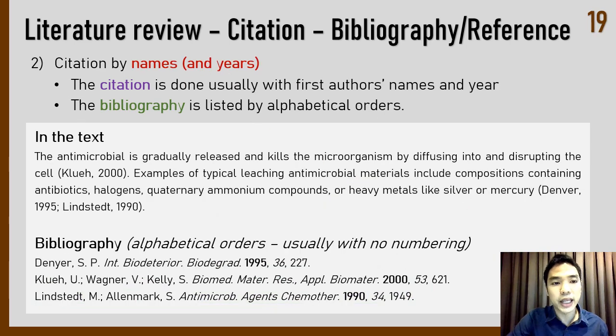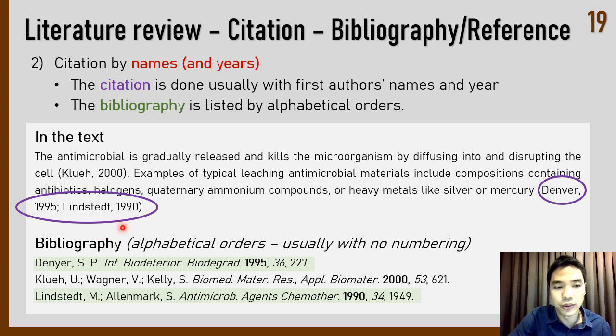Another way to do citation is by names and years. For citation, it is usually done with the first author's name and year in brackets next to the sentence. And for the bibliography, it is listed in alphabetical order. So here, Clure is starting with K, so it's in between D and L. Another one, you can do very similarly.